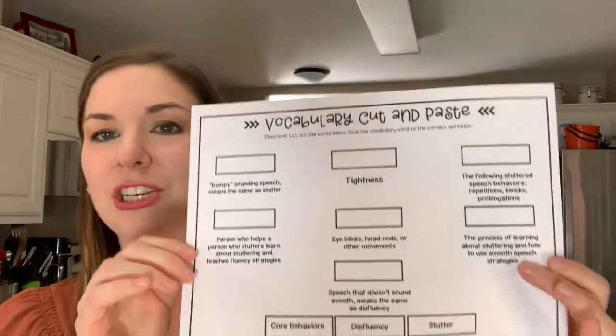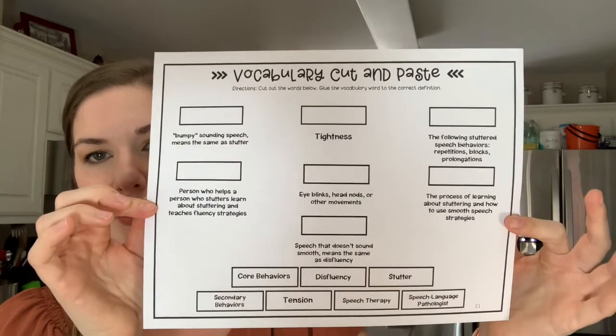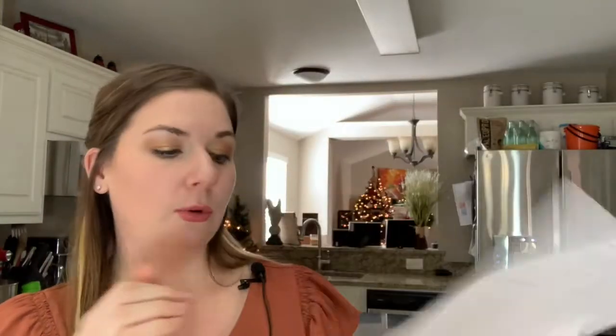So activity number 2 is teaching vocabulary. I just use a really basic cut, paste and glue sheet where I define the words core behaviors, disfluency, stutter, secondary behaviors, tension, speech therapy, and speech language pathologist. We talk about all of those and make sure that they have a good understanding of what each one is.